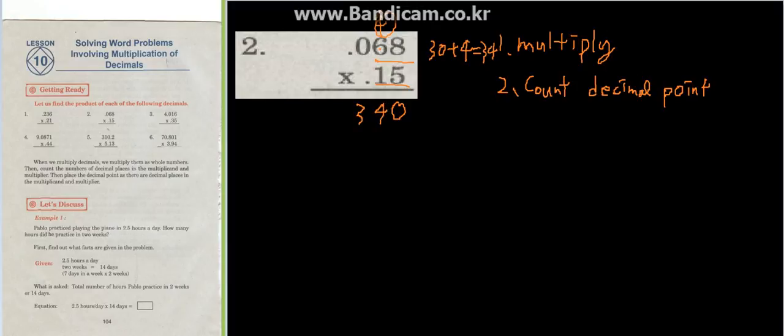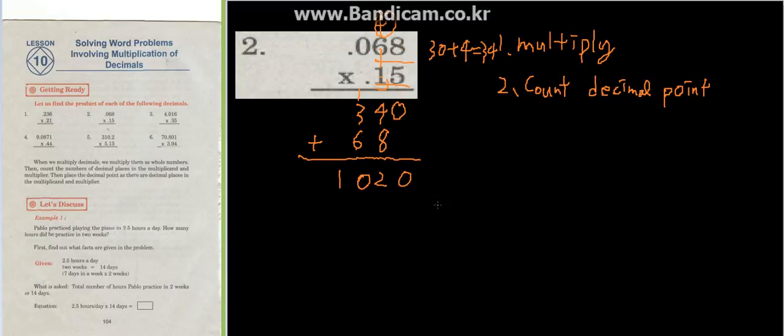Then the next number is 1. So 1 multiplied by 8 is 8, and 6 multiplied by 1 is 6. Then we add these two numbers. This is 0, 4 plus 8 is 12, so 2 down here, 1 over here. 1 plus 3 plus 6 is 10. So this is the multiplied number.